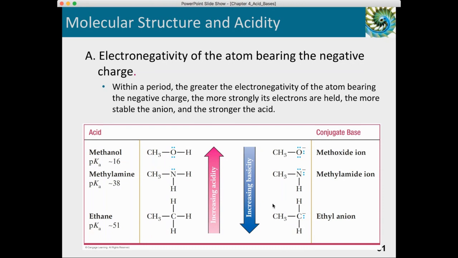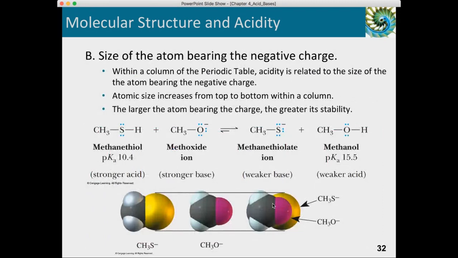Okay? So, as a summary of this, electronegativity is a factor when you compare stability of conjugate base anions in which the negative charge is on atoms within the same period of the periodic table. What happens if you compare now atoms within the same group of the periodic table? And here is a very good example.